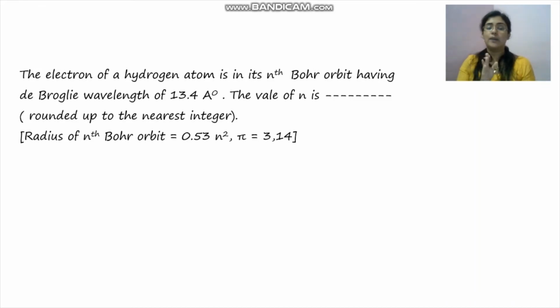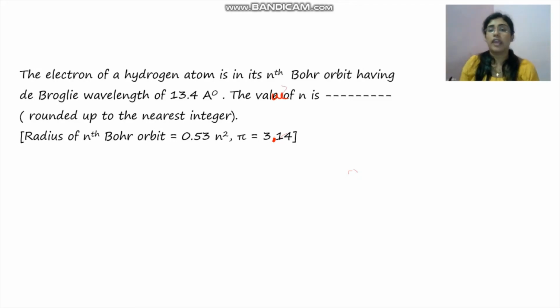So be careful, read the question clearly. The question says that the electron of a hydrogen atom is in its nth Bohr orbit having de Broglie wavelength of 13.4 Armstrong, and the value of n is dash, and we have to round it off to the nearest integer. The earlier 2 questions were for rounding off to the decimal place, and here it is to the integer. They've given the radius of the Bohr's orbit to be 0.53 n square, and the value of pi is given to be 3.14.